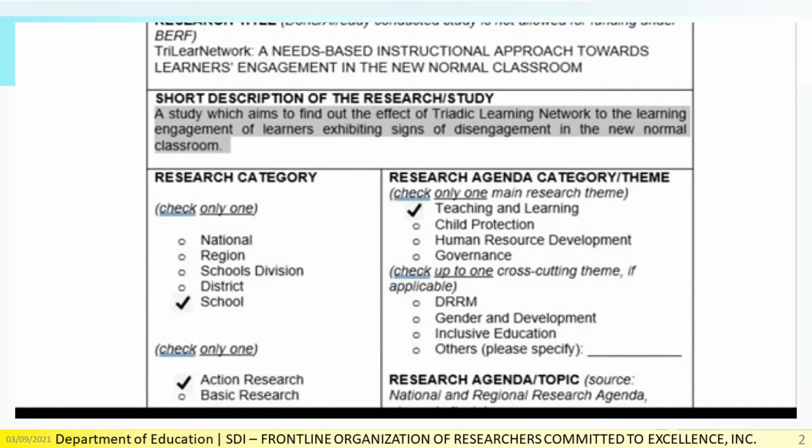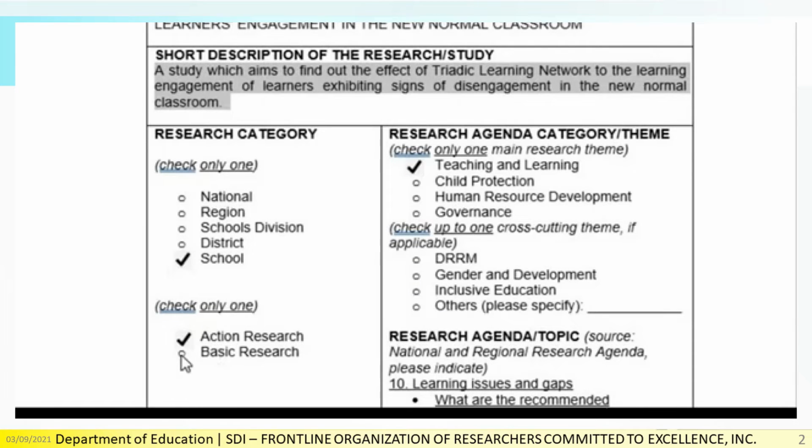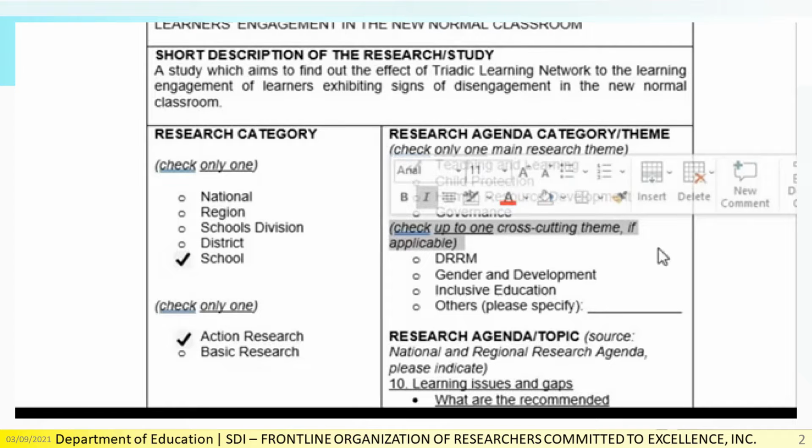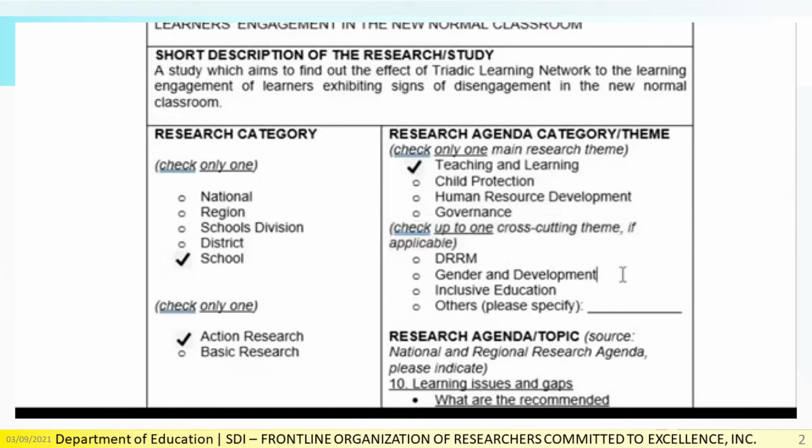It can either be national, region, school division, district, or school. Then check only one if it is action research or basic research. Then for the research agenda, so you have your teaching and learning. Identify if your research proposal is under teaching and learning, child protection, human resource development, and governance. Then you can come up also with cross-cutting themes like DRRM, gender and development, inclusive education, and others.